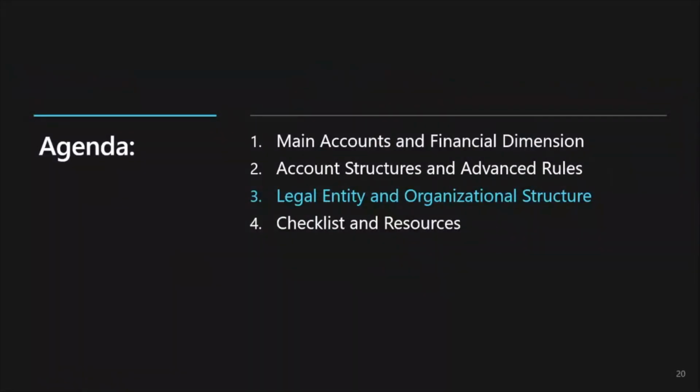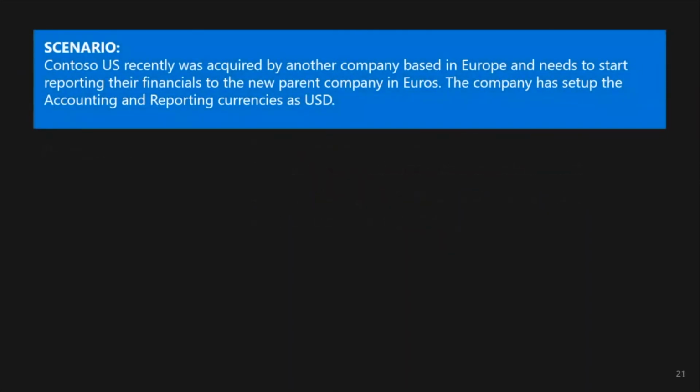All right. So our next set of scenarios are all around legal entity and the organizational structure. The first one here: Contoso US was recently acquired by another company based in Europe and needs to start reporting their financials to the new parent company in euros. The company has set up the accounting and reporting currencies as US dollars. What are your thoughts on this, Eric?